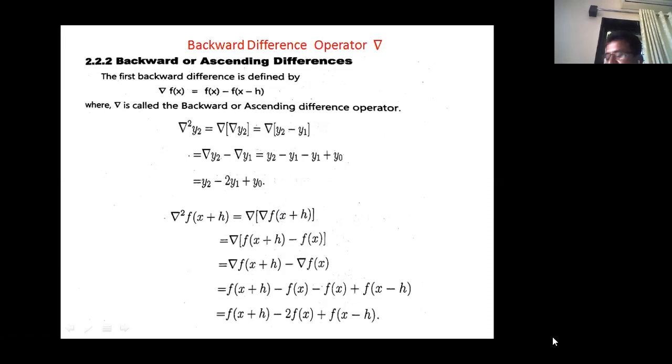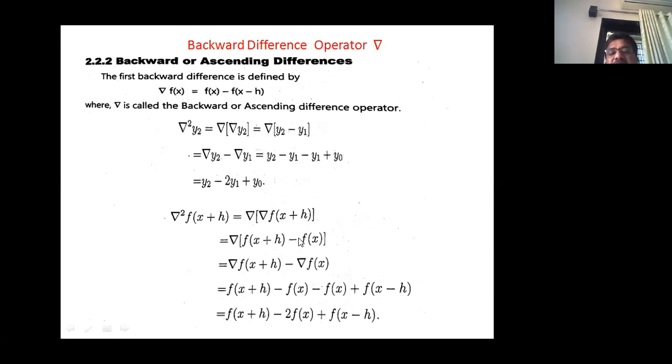It is x. So how can we obtain the previous point? By subtracting h. So x plus h minus h is x. And how can we obtain the next point? By adding h. So what is the next point of x plus h? It is x plus 2h. Then the next point is x plus 3h. By adding h, we have the next point, and by subtracting h, we have the previous point. So this del f of x plus h is what?